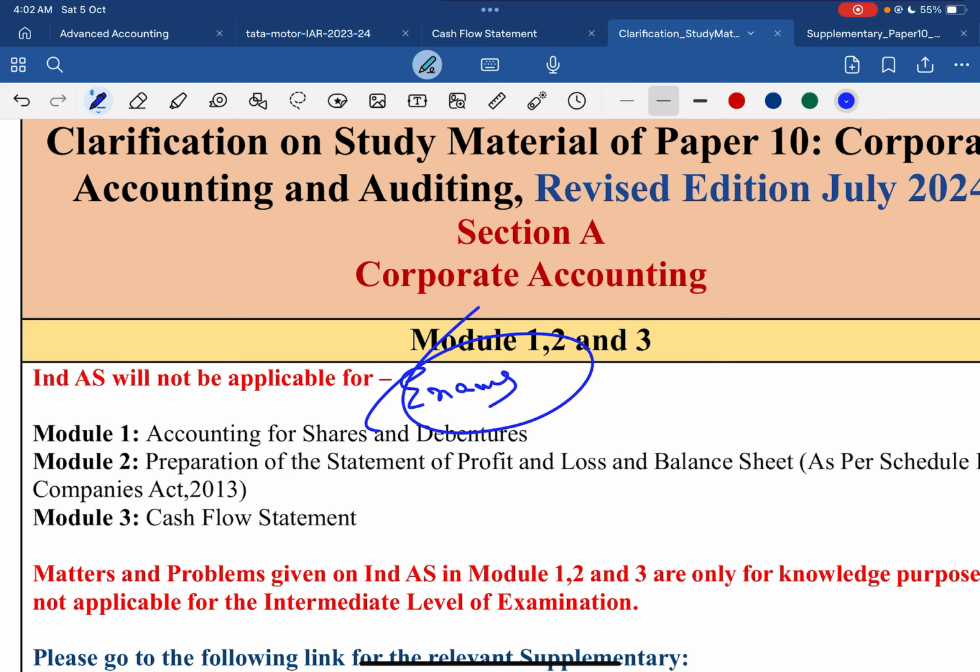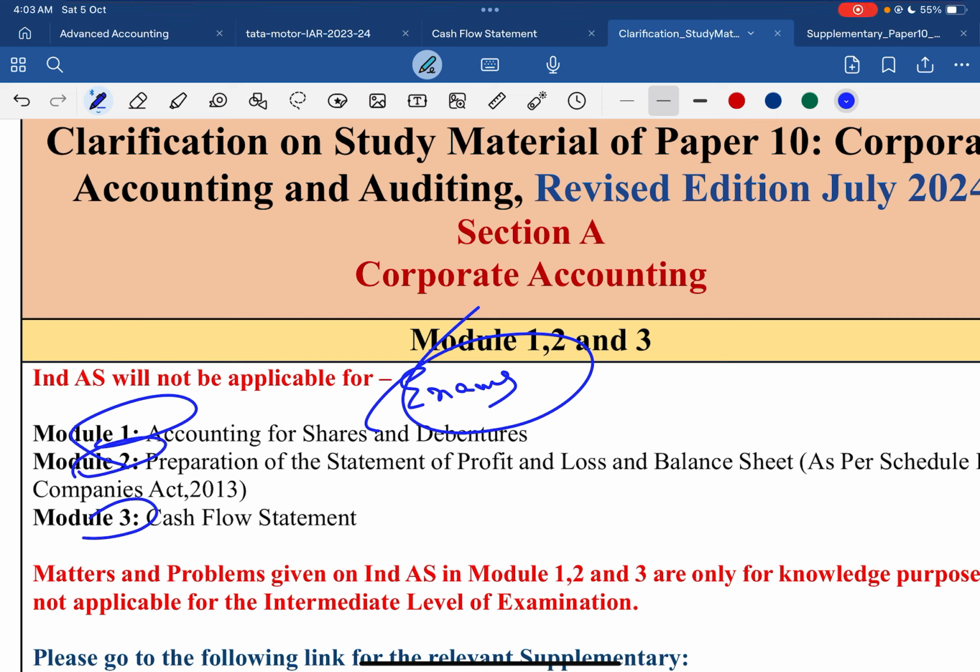Why, sir? Because it is a highly knowledgeable portion for Inter students. If they keep that Ind AS portion, for preparation of Ind AS 7 and all, if you are going to ask us to prepare cash flow, nobody will prepare that. It will be very hectic for them to do. So they are trying to remove that. They have given that it is only for knowledge purpose. If it is for knowledge purpose, keep it only with your knowledge. Don't put it in your examination. That's what the institute is saying.